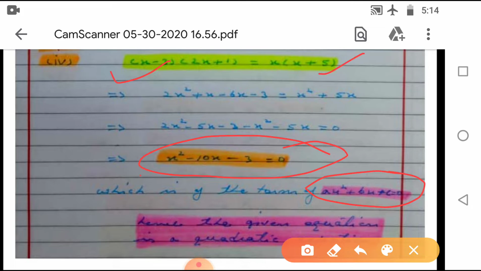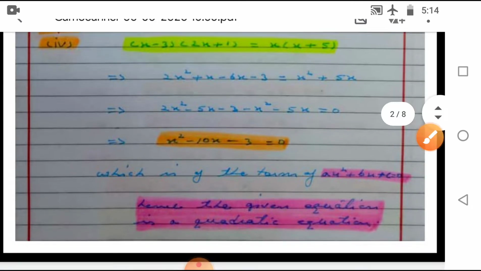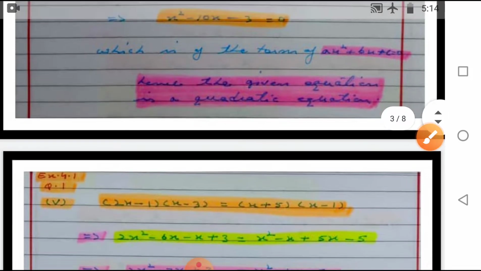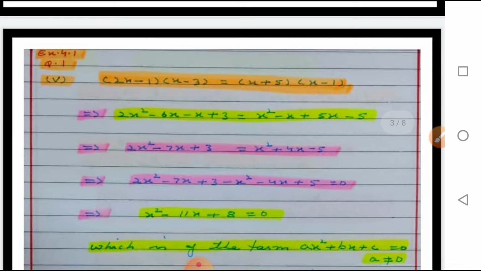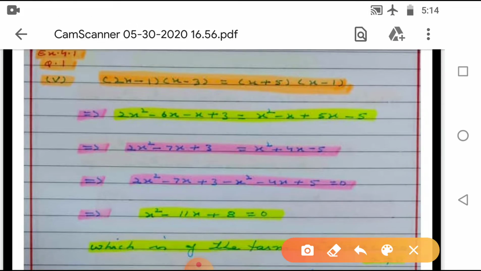The given equation is a quadratic equation, because it is in the form of ax square plus bx plus c is equal to 0, as it is x square minus 10x minus 3 is equal to 0. Now, come to the fifth part of question number 1.